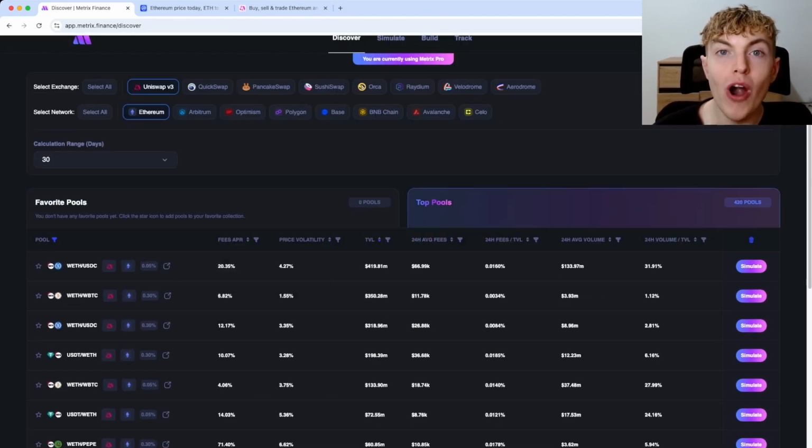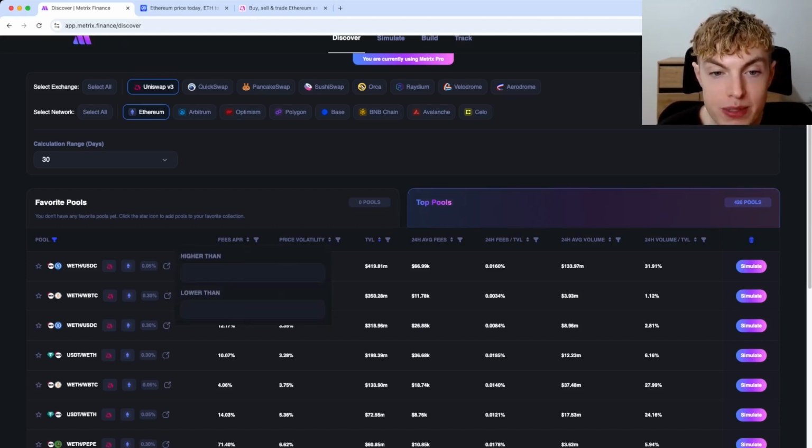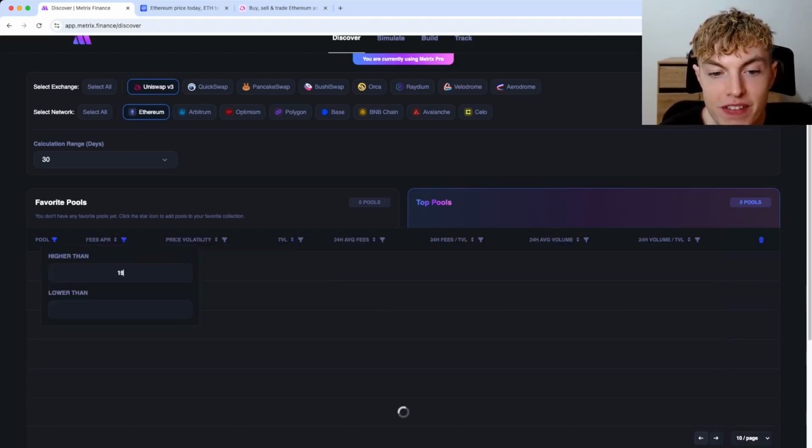So it shows there's 420 pools we can go through that have Ethereum, and obviously that's way too many for us to be able to go through at once. So we're going to change some filters. So on the fees APR section, let's look at pools that have higher than 15% APR.